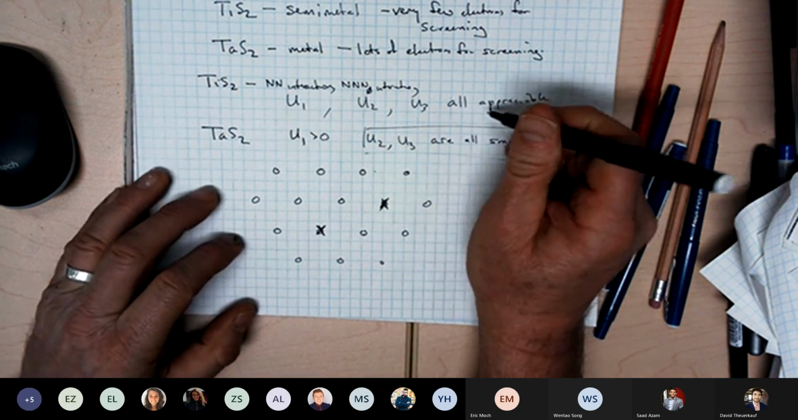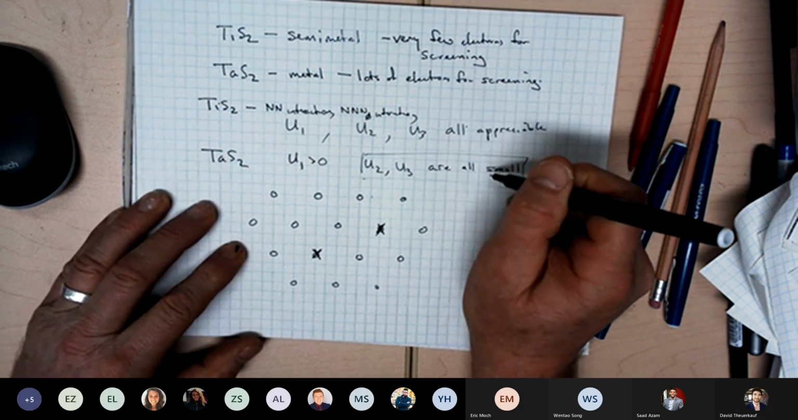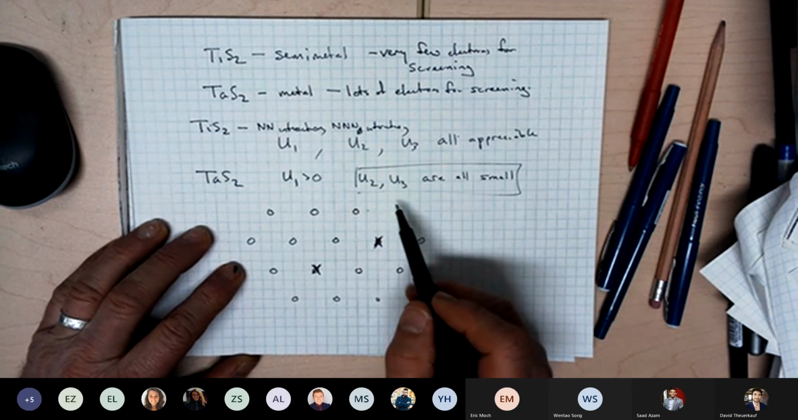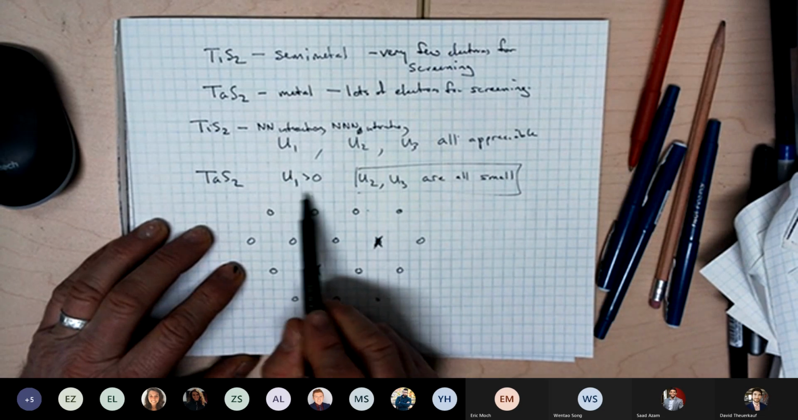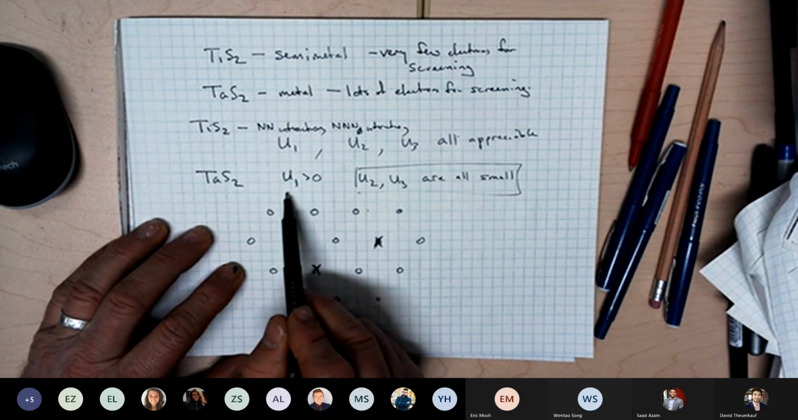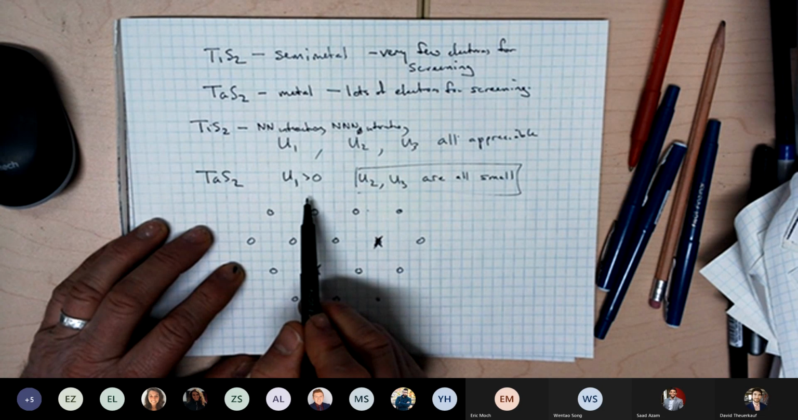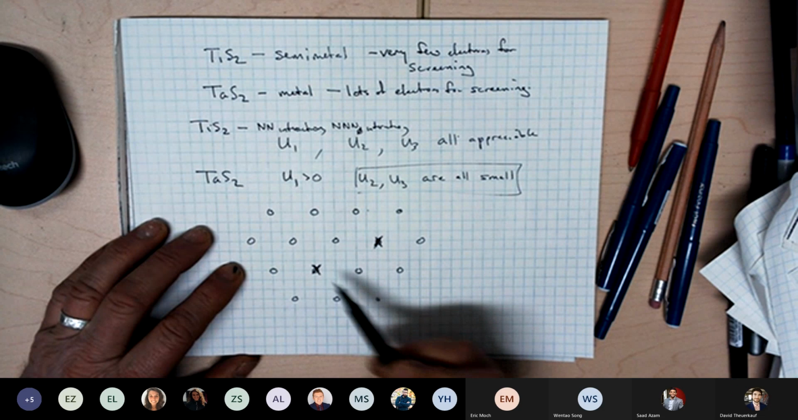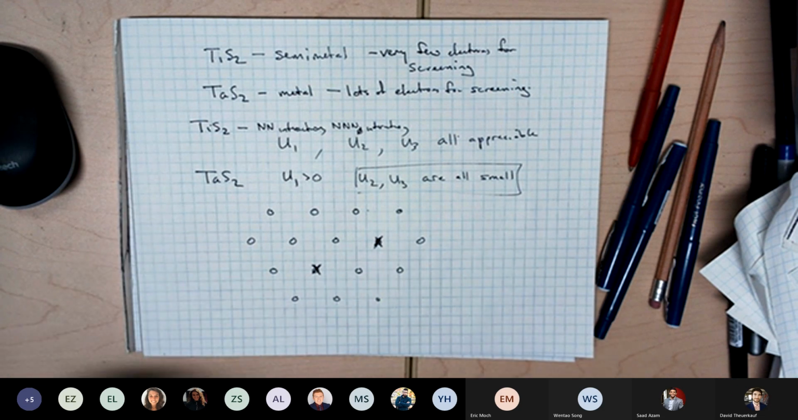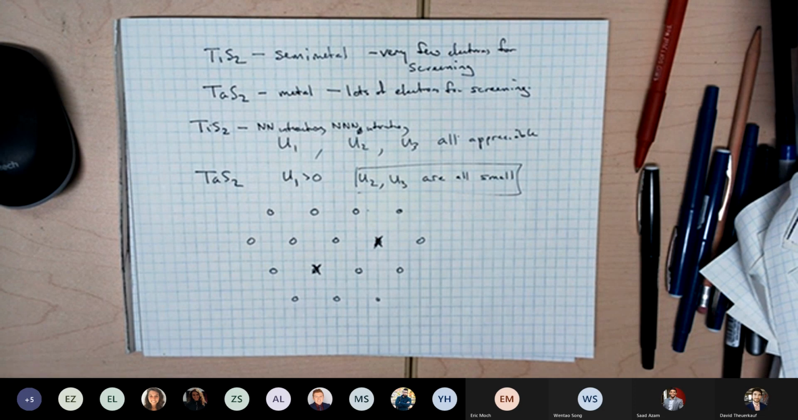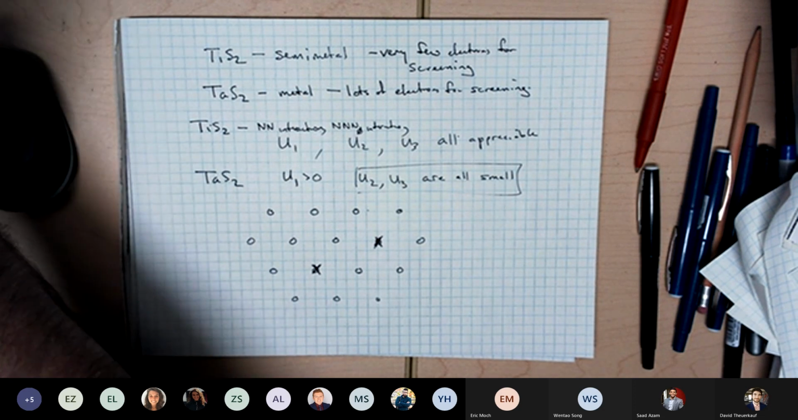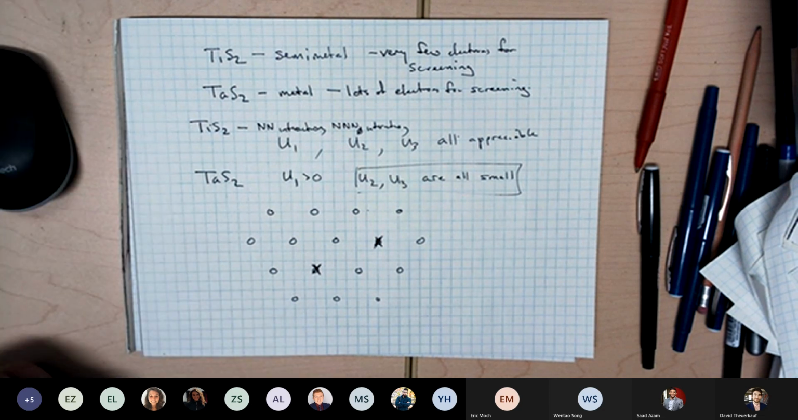So this is the understanding about the difference between these two materials, just in hand-waving terms. Tantalum sulfide, the screening length is much, much shorter. So the interactions between lithiums are only felt over a small distance. Okay, any questions about that?